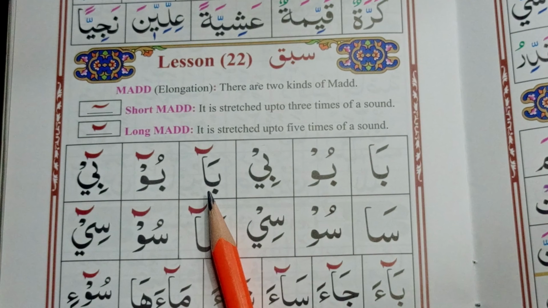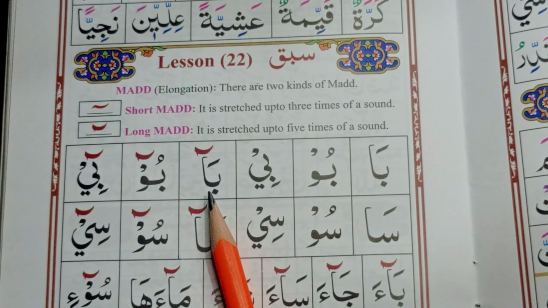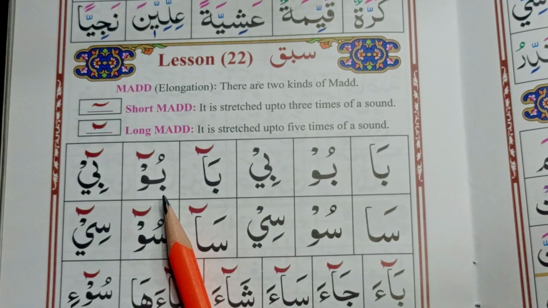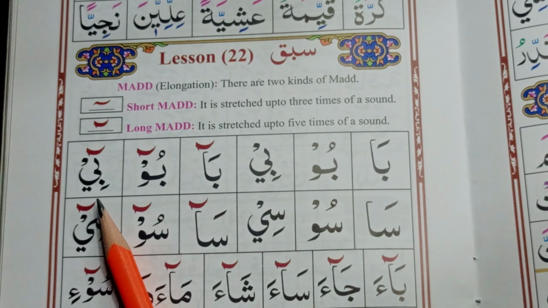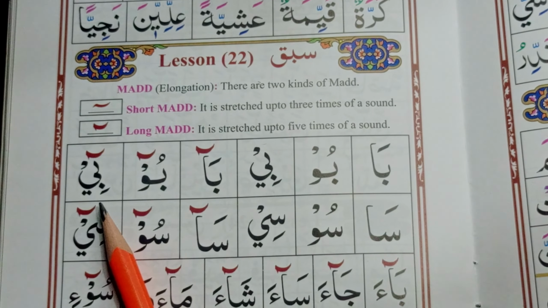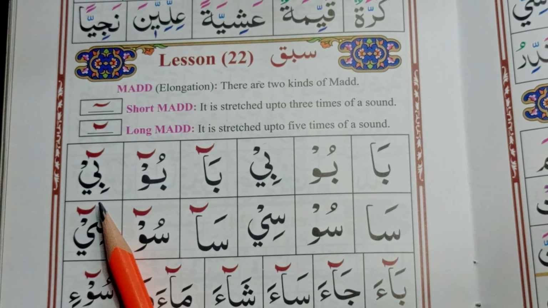Ba fatha alif: ba, ba dhamma waw: bu, ba kasra ya: bi. In this way you can pronounce mad.